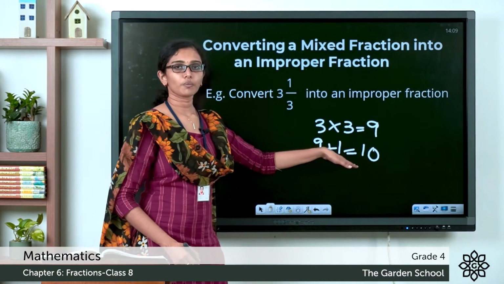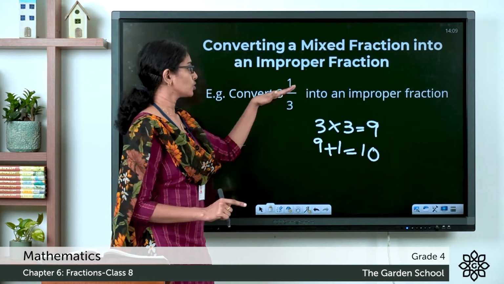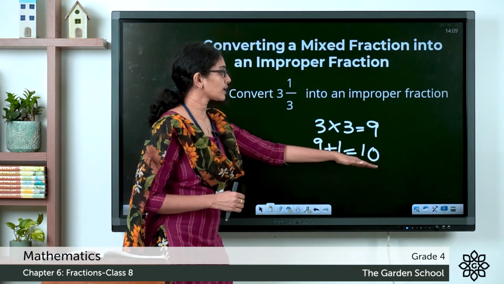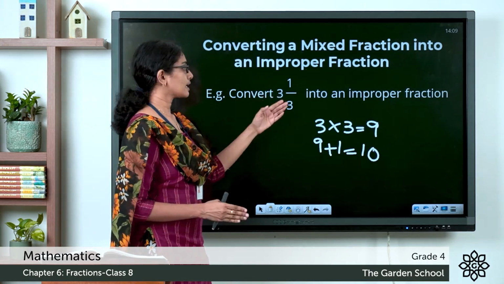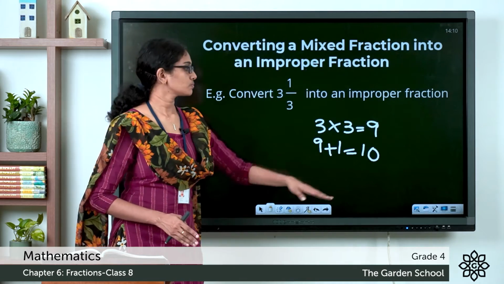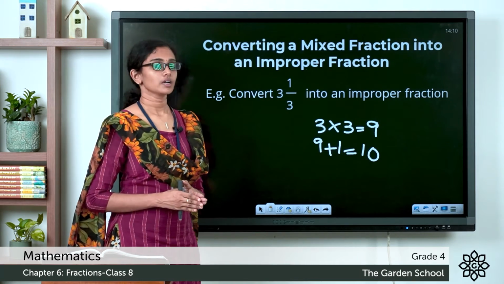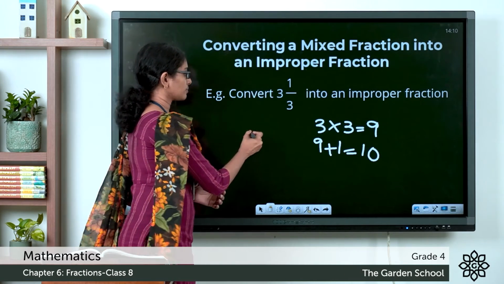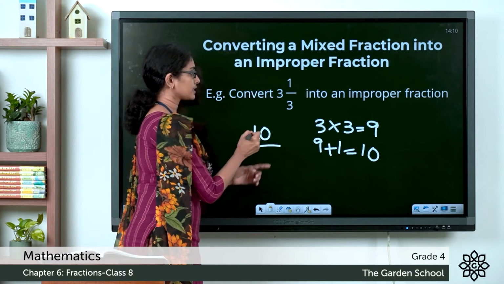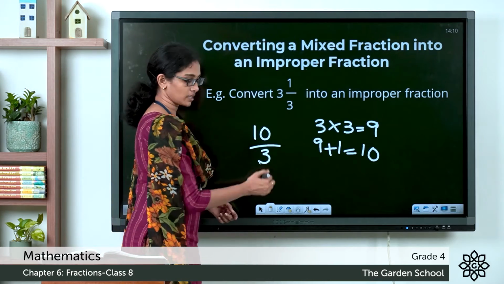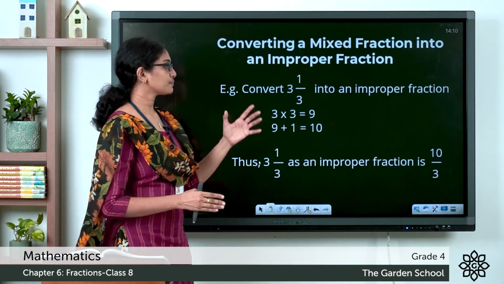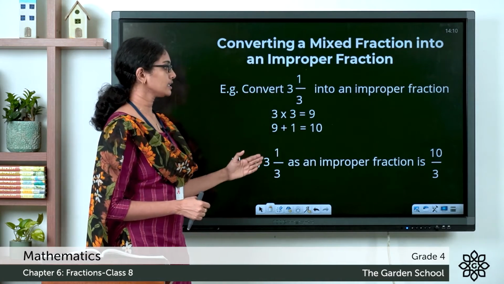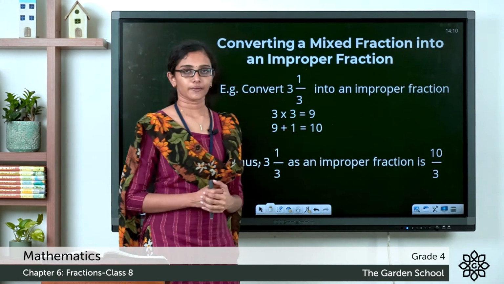Now this number obtained is the new numerator, the numerator for the improper fraction. Then you have to write this number with the same denominator. So this is the number obtained for the numerator part of the improper fraction. So, the improper fraction will be 10 by the same denominator, which is 3. So, the improper fraction corresponding to the mixed fraction 3, 1 by 3 is 10 by 3.